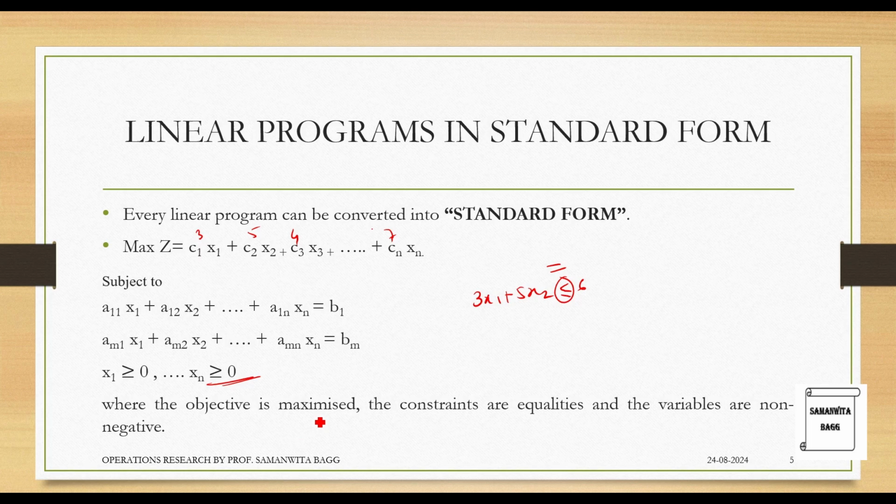Where the objective is maximized, you can see here we have written maximize Z. The constraints are equalities because we don't have an inequality sign, and the variables are non-negative. This is very important.